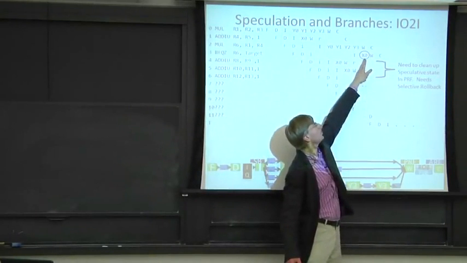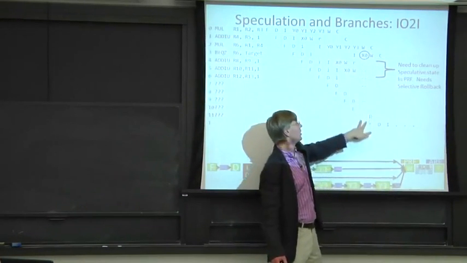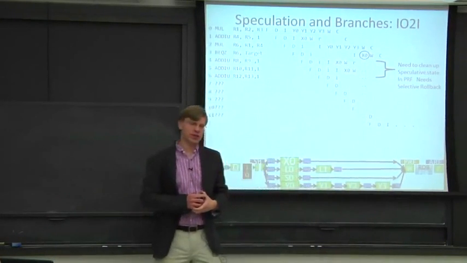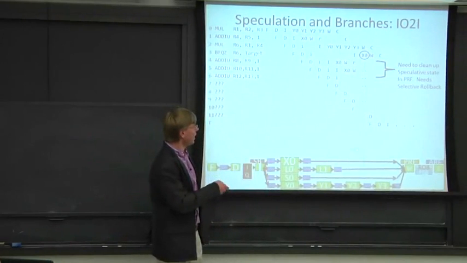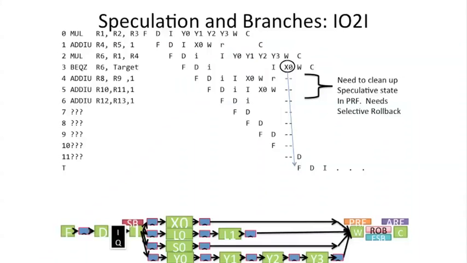So here, right when we know the branch gets resolved, we actually kill all of these instructions, and we redirect the front of the pipe to fetch our true target. Well, let's look at what's happening in the physical register file for this case. In this case, the multiply has written the physical register file. That's a good value. We want to keep that multiply. This add here has also written the physical register file. We don't want to keep that.